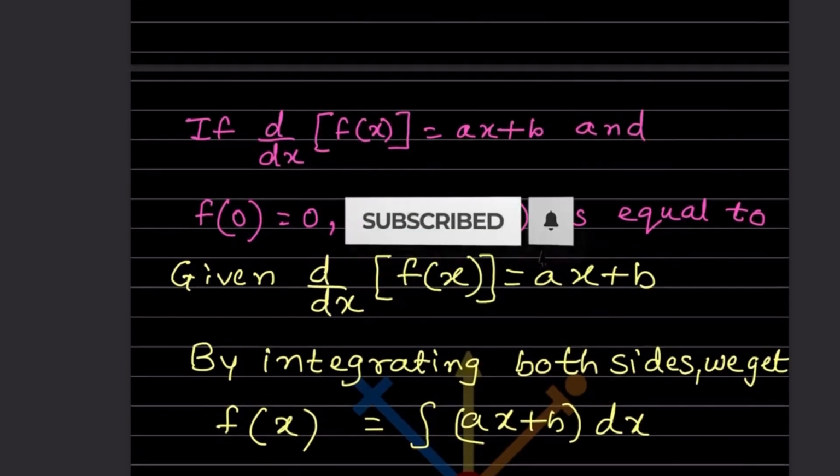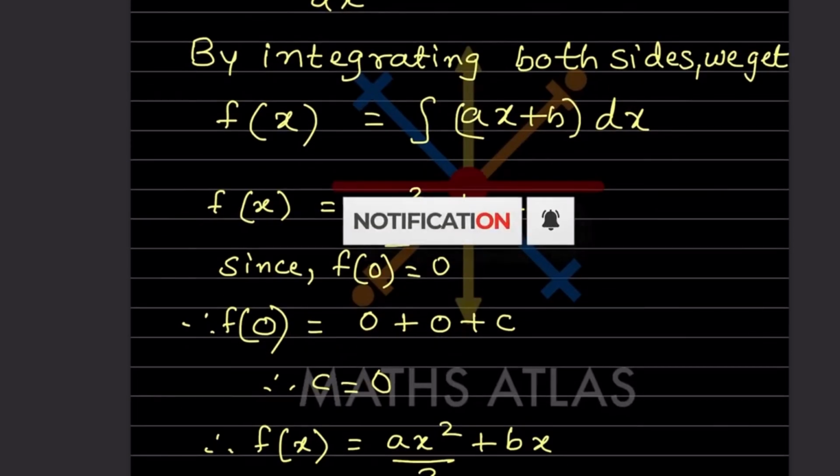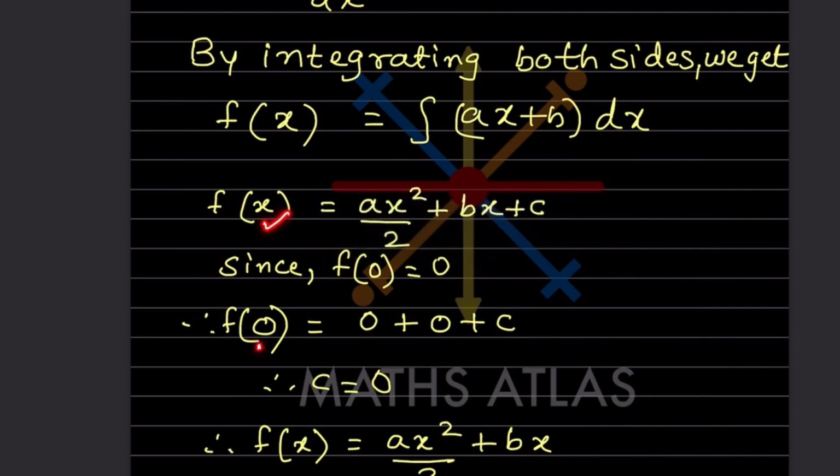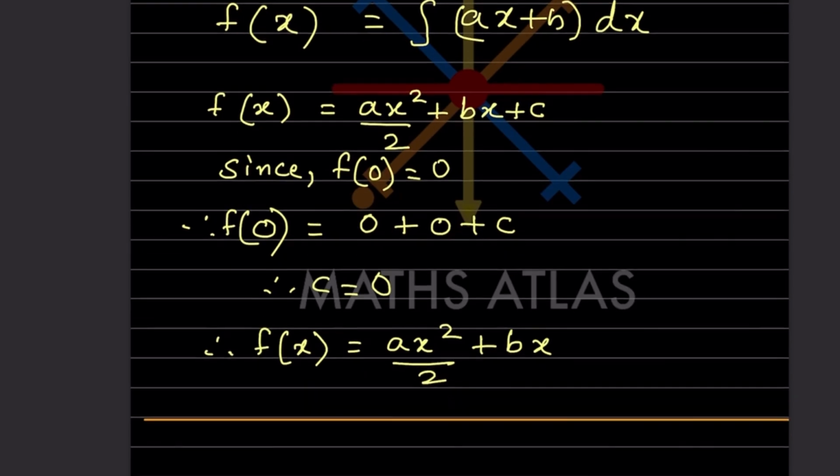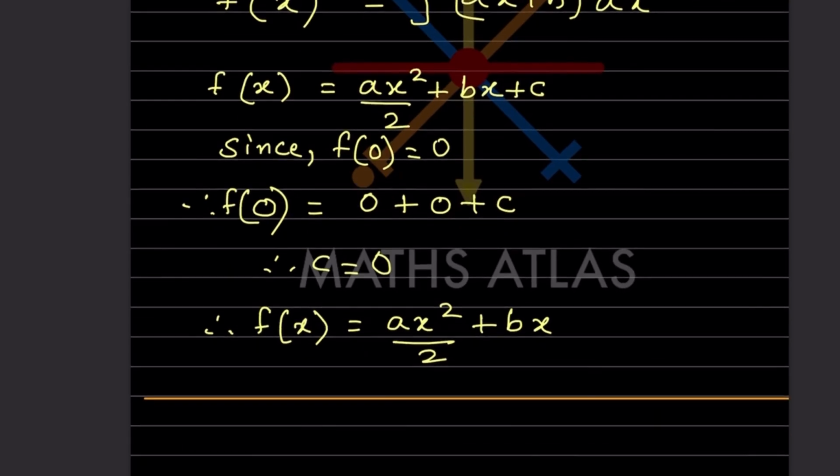Now we have f of 0 is 0. So in place of this x, you are going to write 0. Wherever you see x, you are going to put 0. So a into 0 divided by 2 is going to be 0. Again when we put b into 0, that is going to be 0, and this c remains here. So now you can see here c is 0.